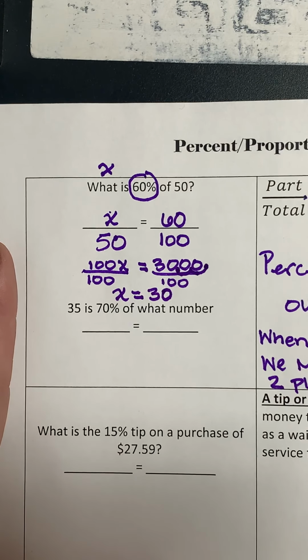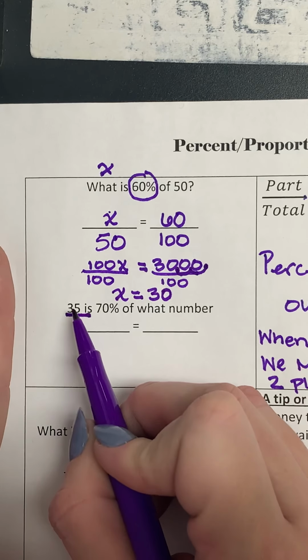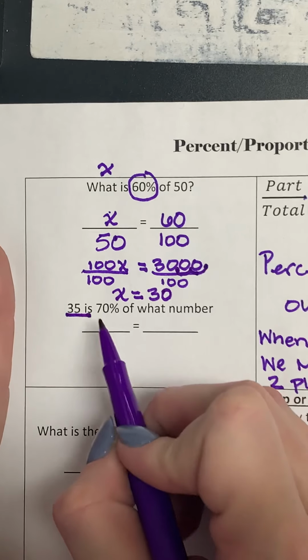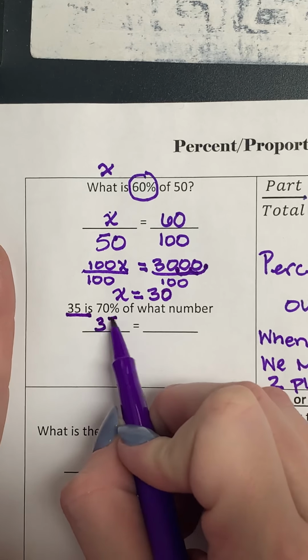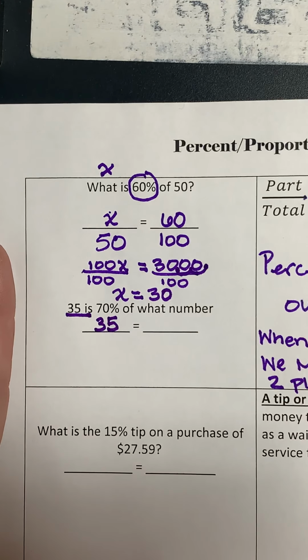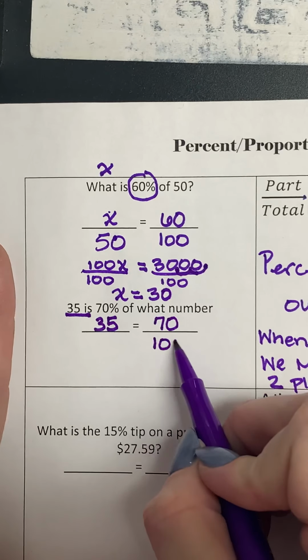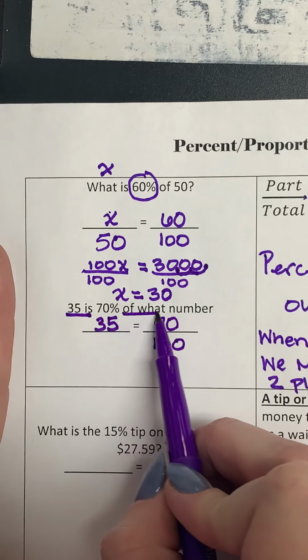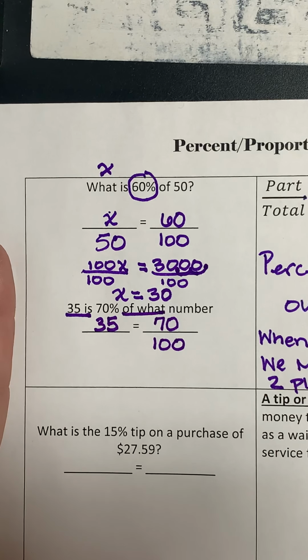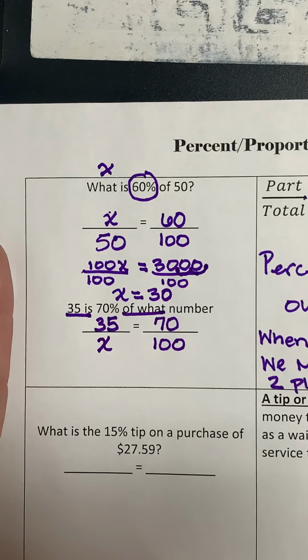We have one more example. This one says 35 is a key word. Remember, is over of. So since it says 35 is, 35 goes on top. 70%, percent is always out of 100. So I'm going to put 70 over 100. And then it says of what number. So if we don't know what it is, of is going to be our X this time. Is over of equals percent over 100.